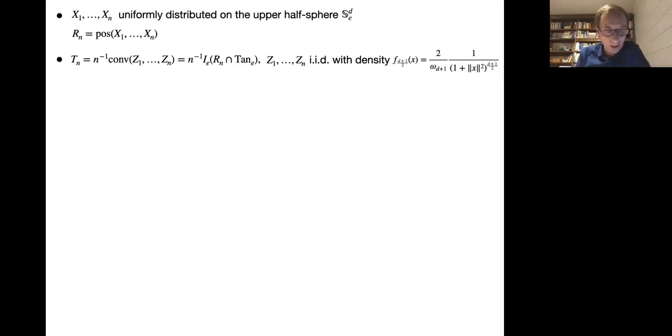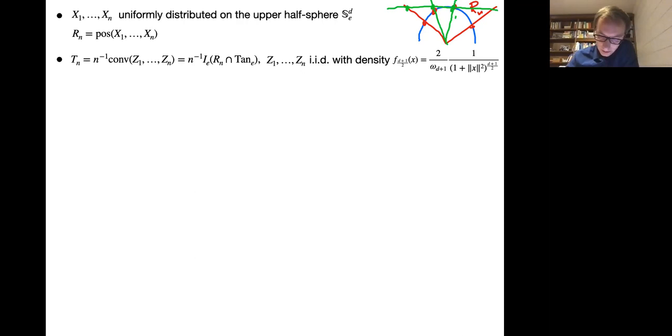So again, let us recall the setup. You have uniform random points on the upper half sphere, and you look at the cone generated by that. So this is the picture. You have the half sphere, you have the points uniformly distributed here, and you look at the cone. This is the cone Rn. Good. And well, just by brute force computation, if you do the radial projection, so you just project all the points to this tangent space here.